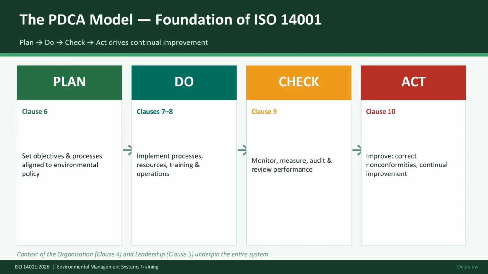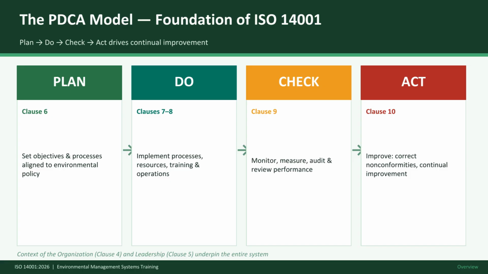Before we dive into the clauses, you need to understand the logic that holds the whole standard together. It is called PDCA, plan, do, check, act. Plan, you figure out what matters environmentally, your issues, risks, legal requirements, and objectives. That is clauses 4 to 7.